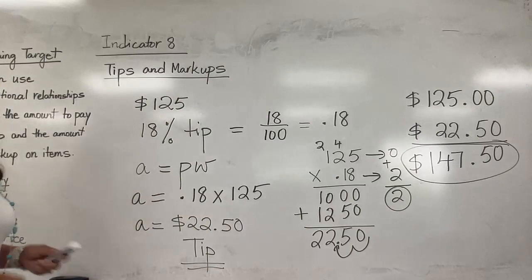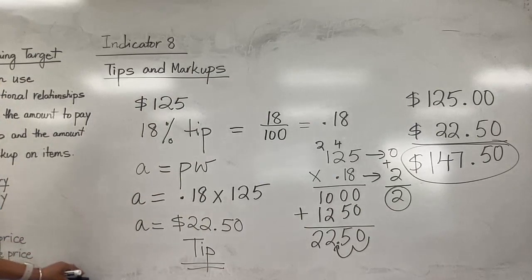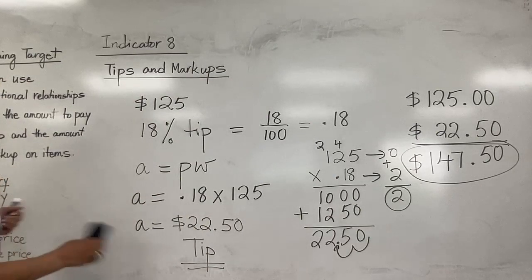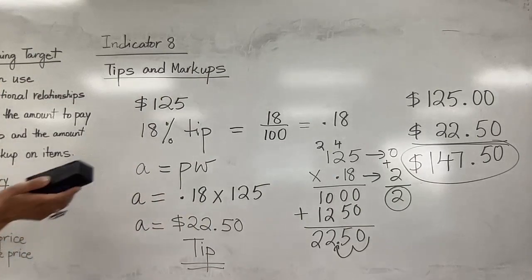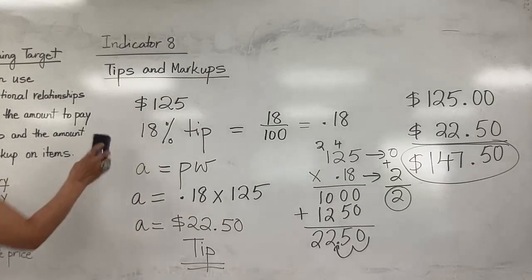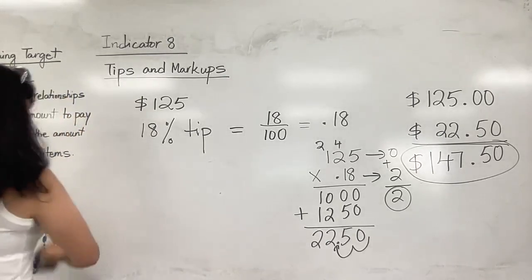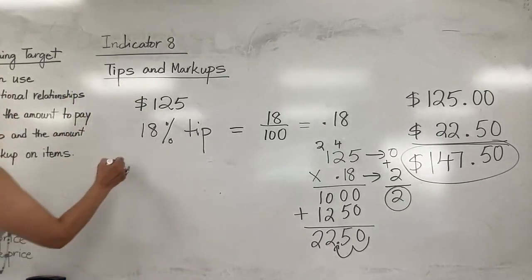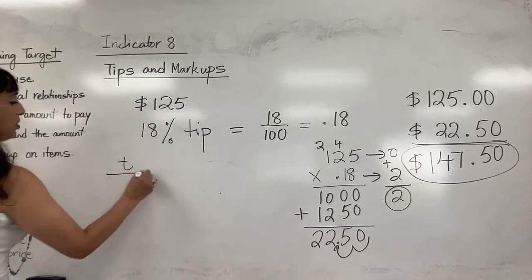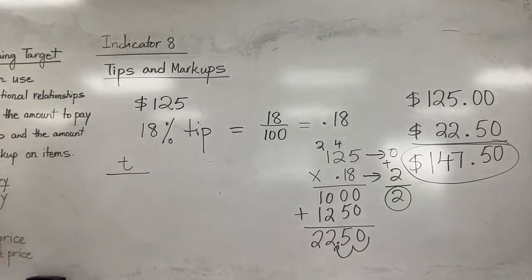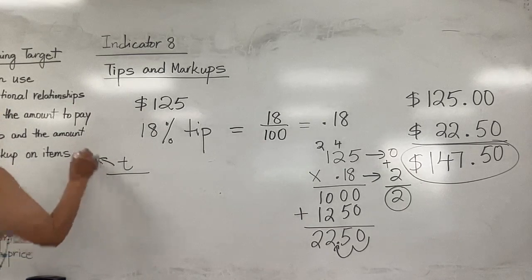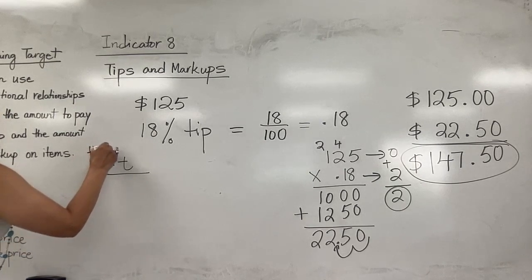The other way is we've talked about ratio reasoning. And in the ratio, when we are just doing two equivalent ratios, I'm going to write it out like this, right? So this tip amount, T is standing for the tip amount, okay? And so this is your tip amount, all right?